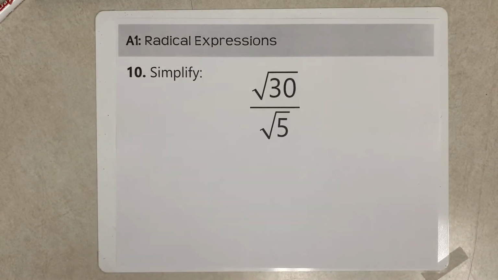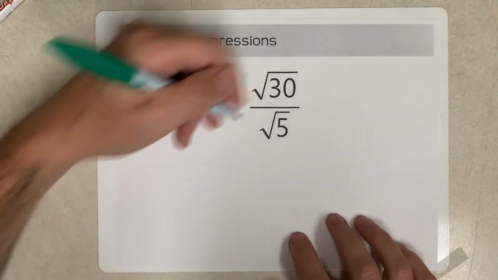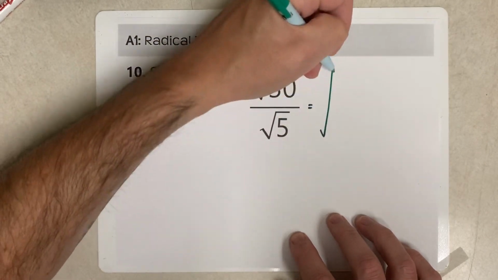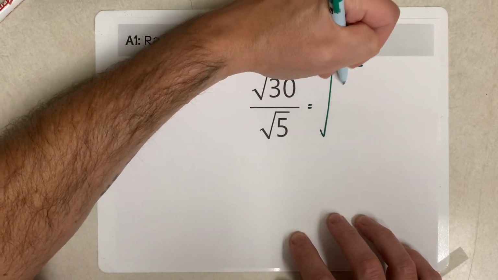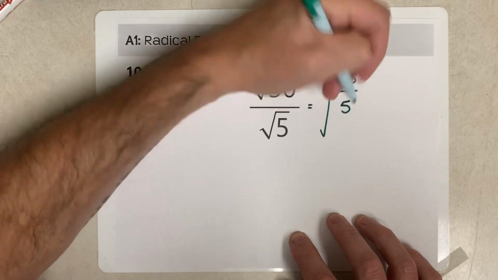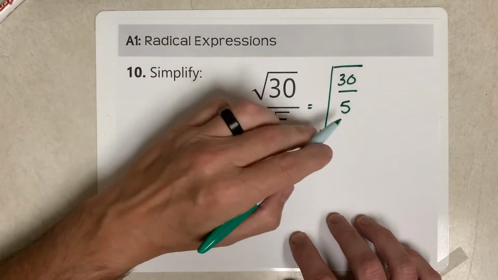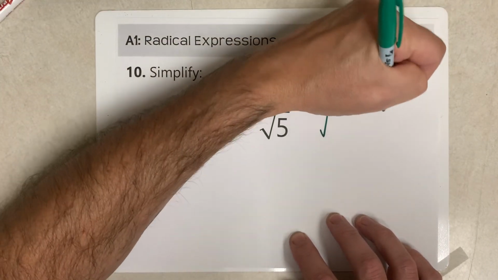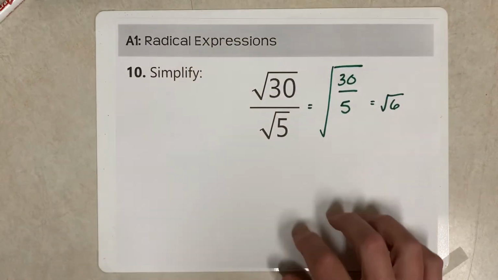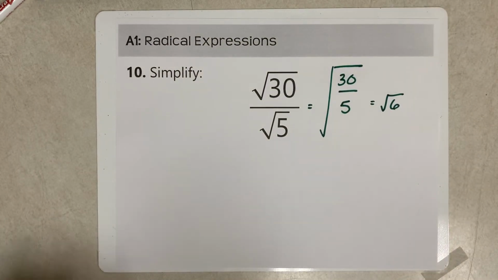Okay, here we have root 30 over root 5. So this time, let's put them under a big radical like this. 30 divided by 5 is 6. And so all this is going to shake down to the square root of 6. And that's it, because root 6 you can't simplify at all.